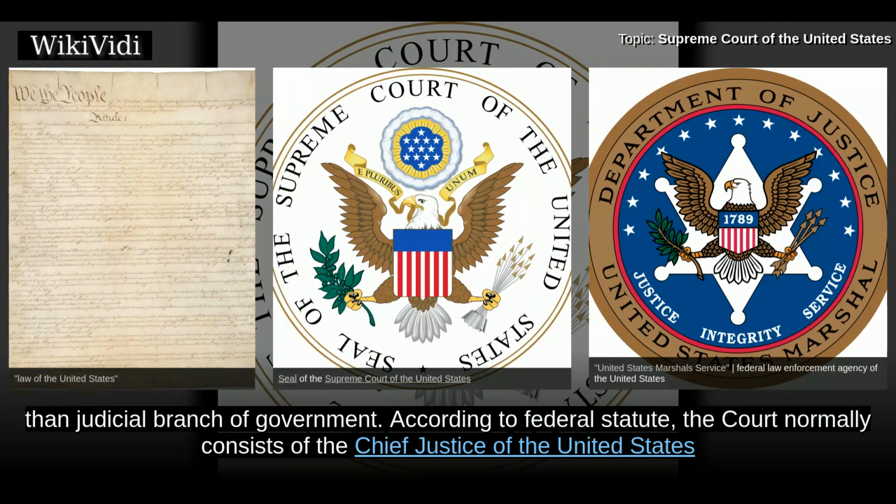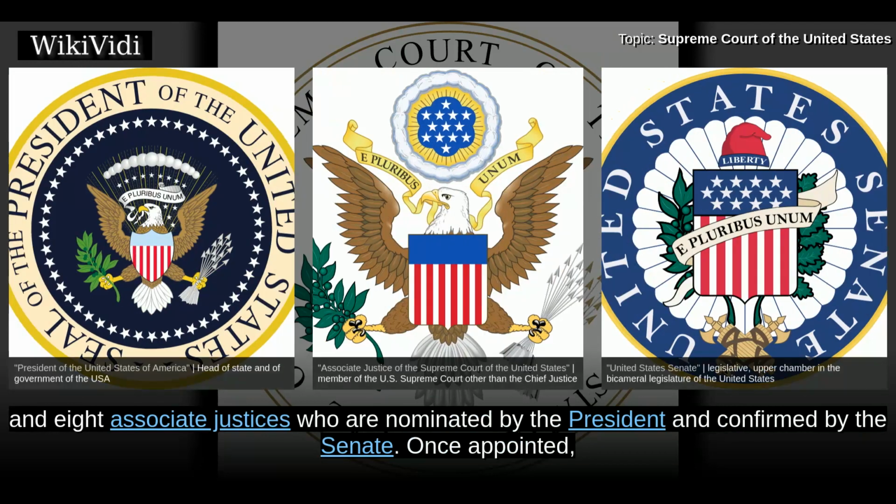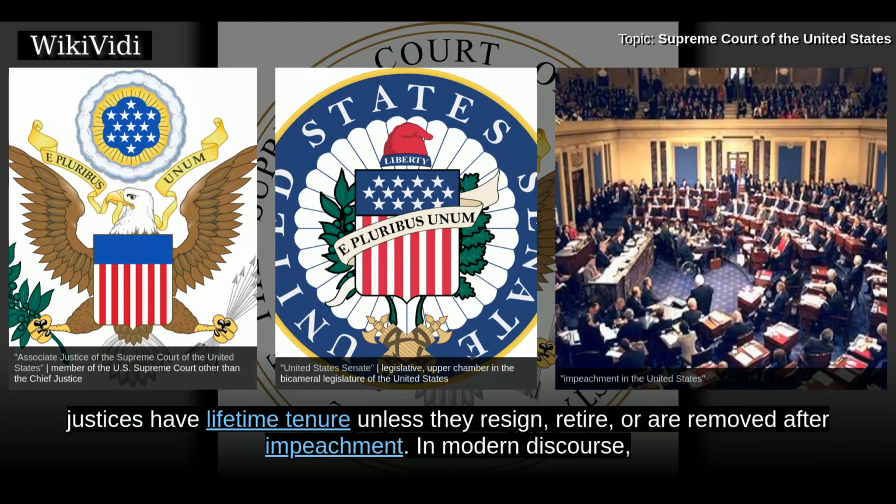According to federal statute, the court normally consists of the Chief Justice of the United States and 8 associate justices who are nominated by the President and confirmed by the Senate. Once appointed, justices have lifetime tenure unless they resign, retire, or are removed after impeachment.